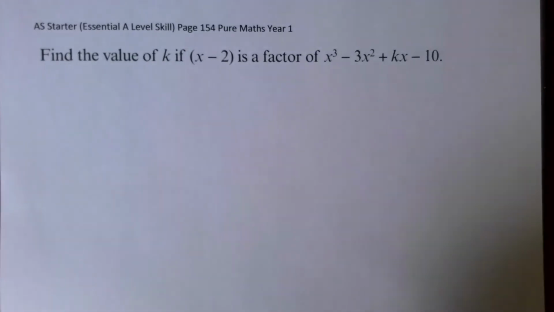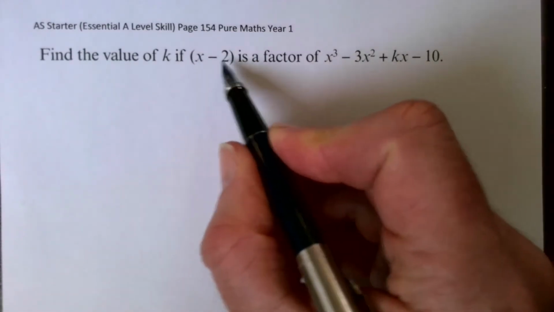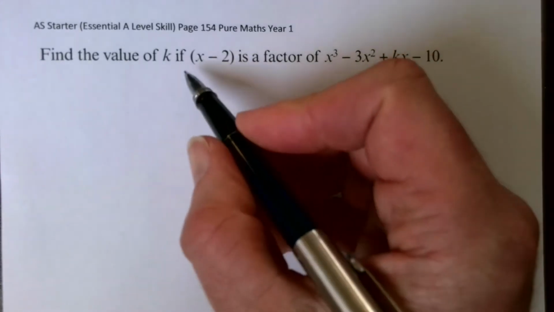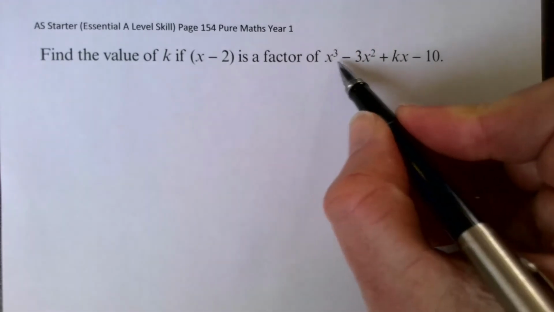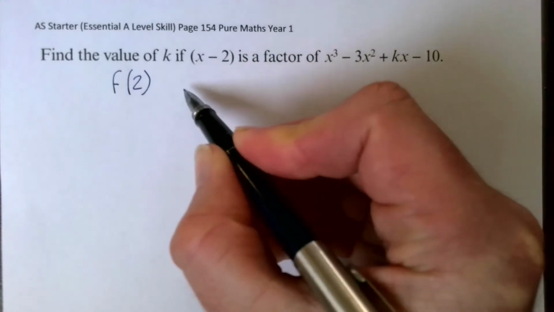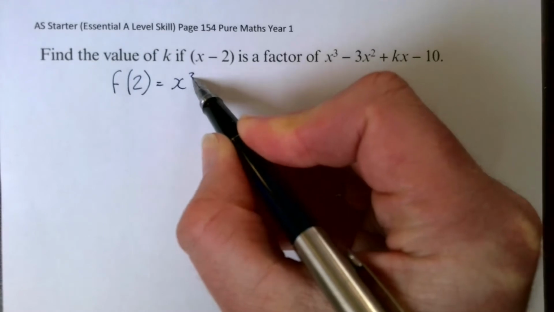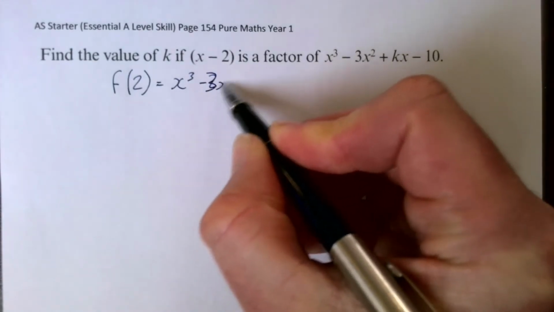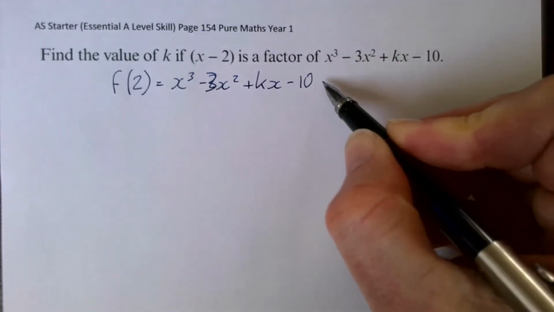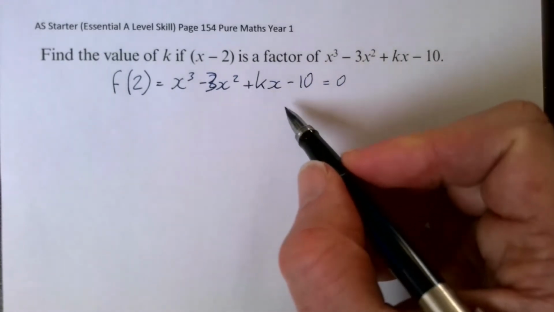If you've got no idea what's going on with the factor theorem: if x minus 2 is a factor, then that means a value of x equals 2 will make the whole thing equal to 0. So if I put positive 2 into x cubed minus 3x squared plus kx take 10, I should get 0. So that's what I'm going to do. If you haven't done that yet, pause it and do it now.